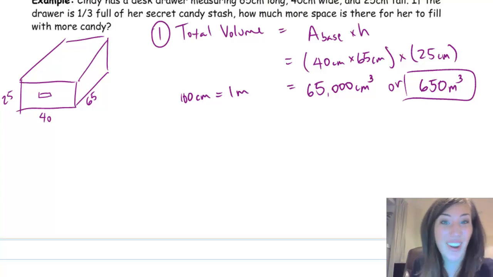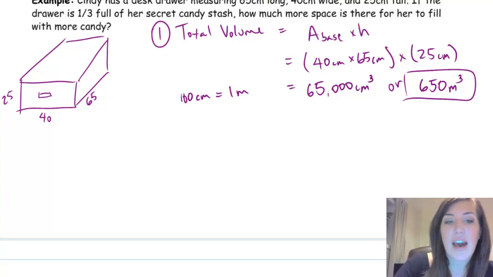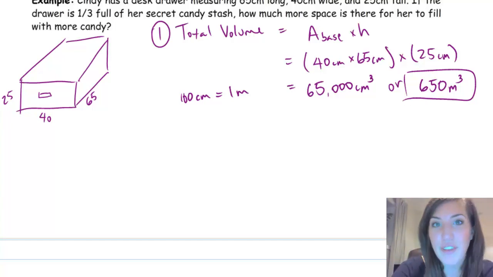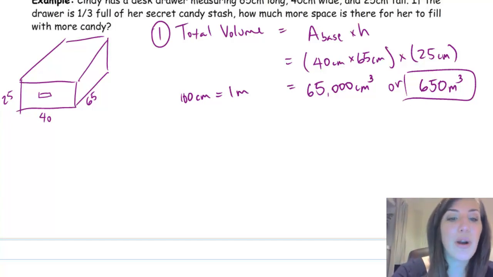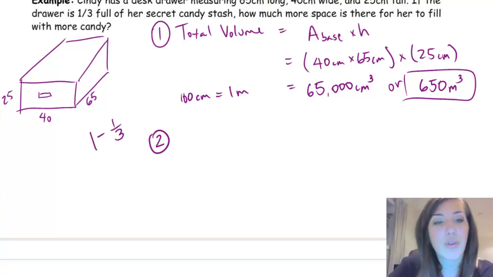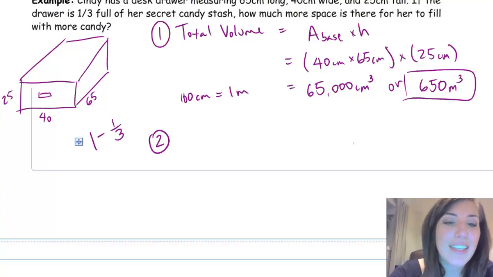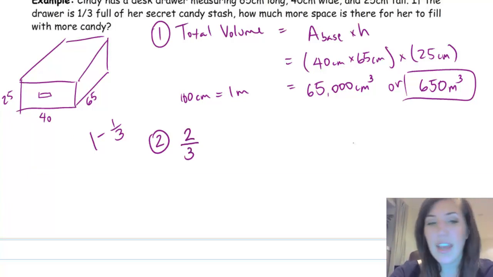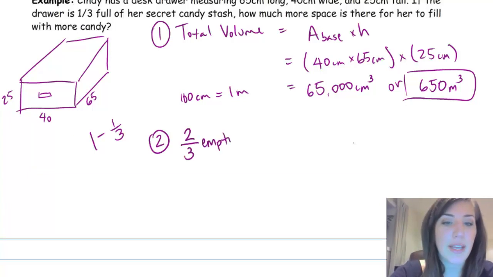But we learned here that Cindy already has 1/3 of that filled with candy. So we can do one of 2 ways to figure out what the remaining volume is. So let's do it this way, and then if you can figure out the second way, we'll talk about it in class tomorrow. The first way, I would say we'll figure out how much 1/3 full is, and then minus the whole drawer minus the 1/3 fullness to get the rest. But this way we know that if you have 1/3 full, then 2/3 is still remaining. So 2/3 empty space still.